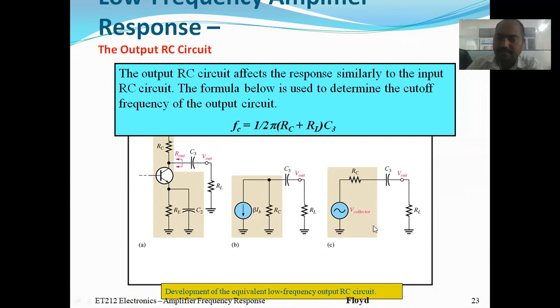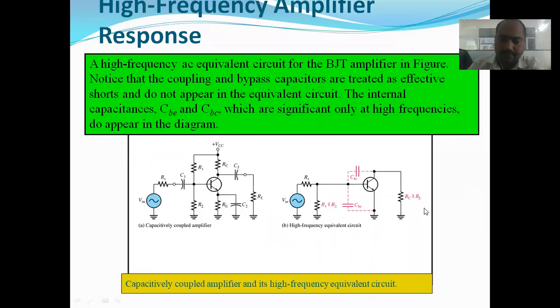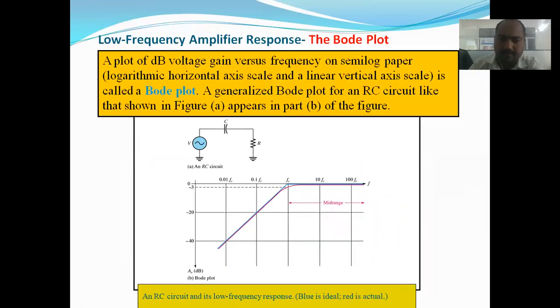Now see, this is the low frequency amplifier response. Response means what? Response indicates how the amplifier works with respect to frequency when we apply the signal, starting from low frequency, mid frequency as well as high frequency.